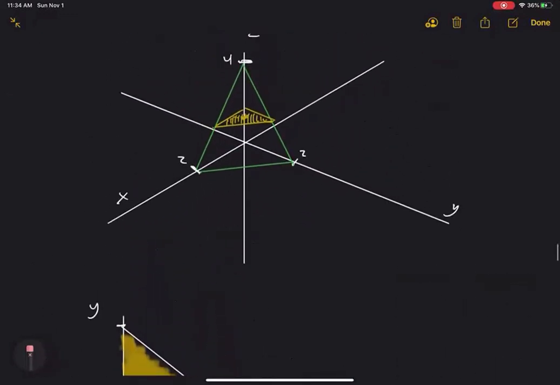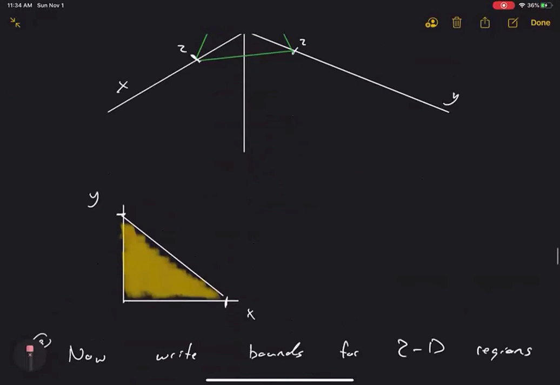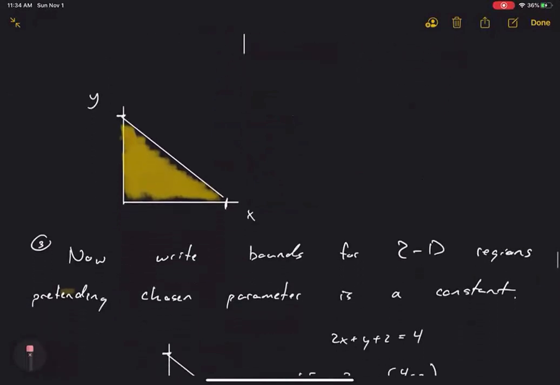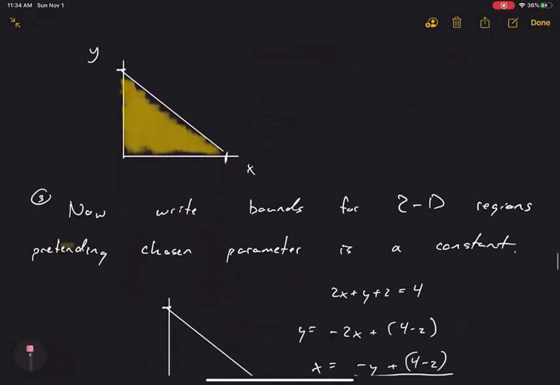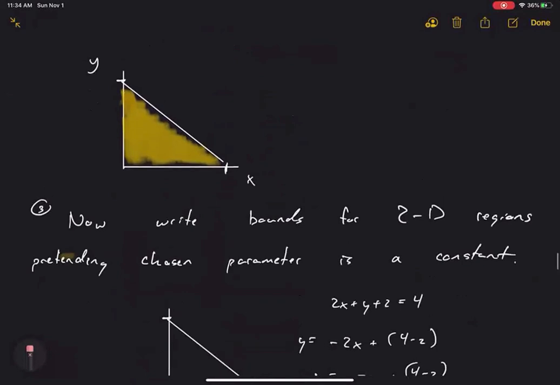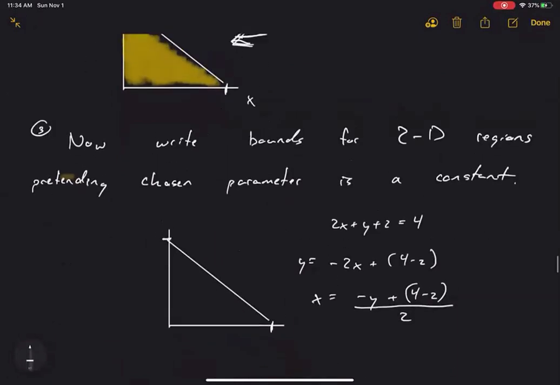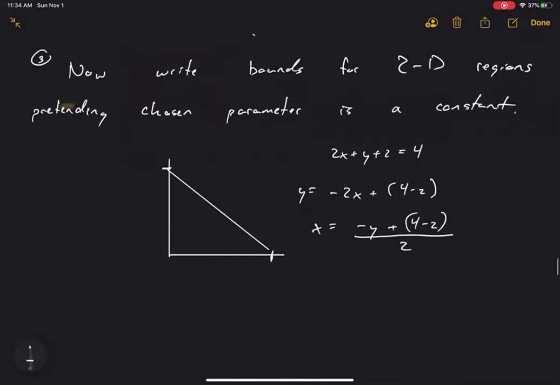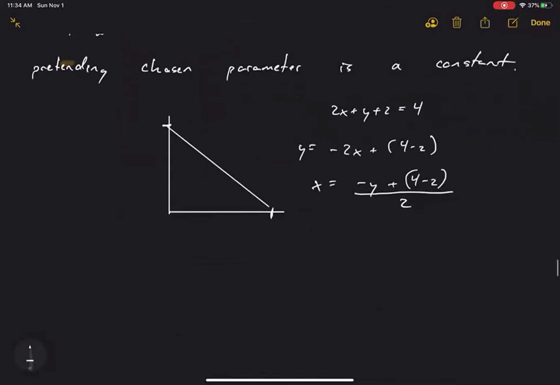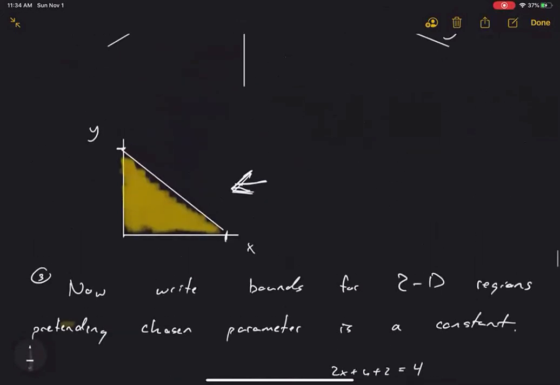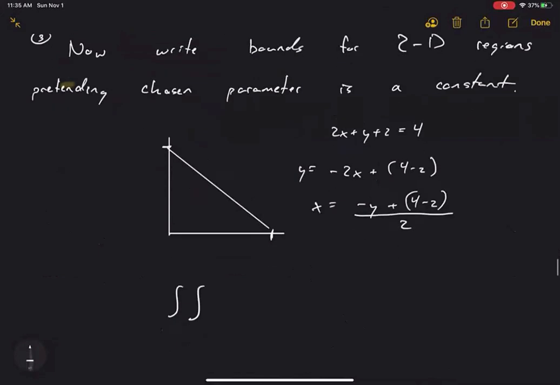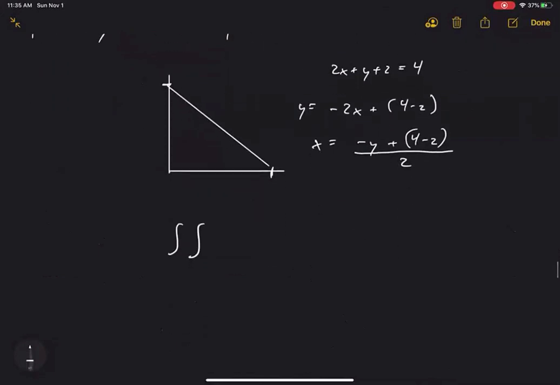So I'm gonna lay that cross section down flat on the page. And now what I'm gonna do, step 3, is make bounds for this 2-dimensional region using our techniques from 15.2. So it's kind of similar to what we just did. I'm going to pick one direction to be my constants. I'm trying to write the bounds, forgetting about the three-dimensional stuff. If I wanted to do a double integral over this region, how do we do that?